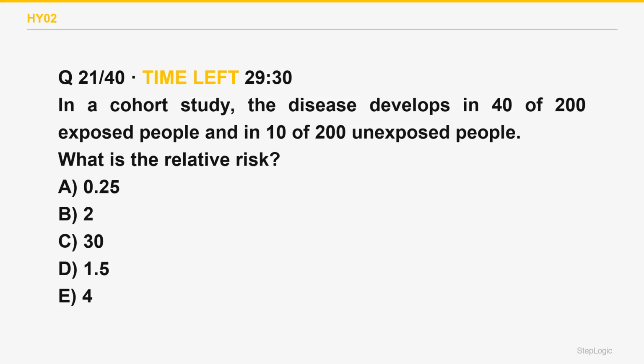What is the relative risk? In a cohort study, the disease develops in 40 of 200 exposed people and in 10 of 200 unexposed people.